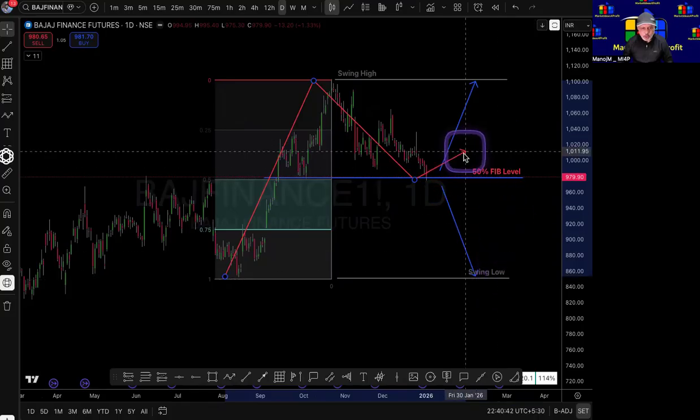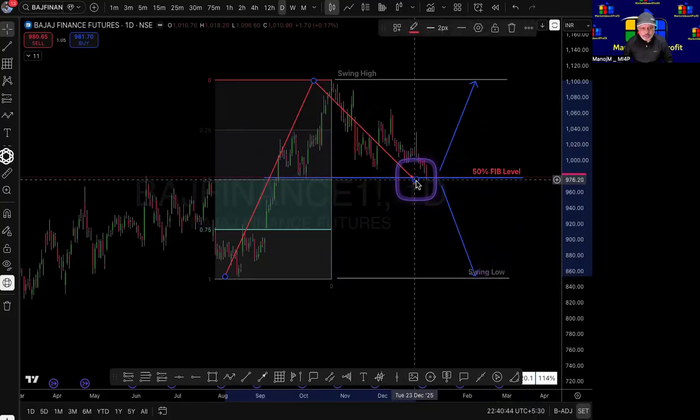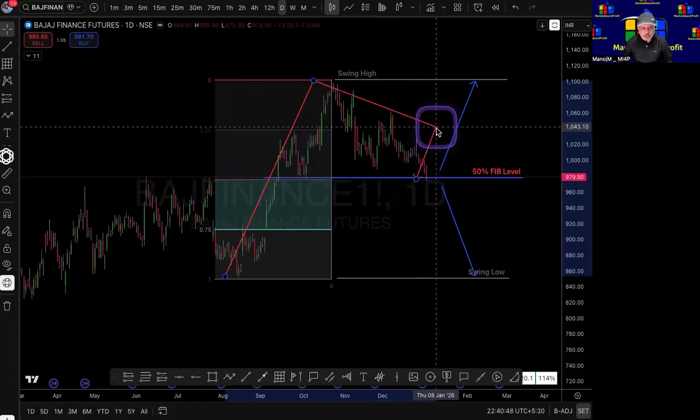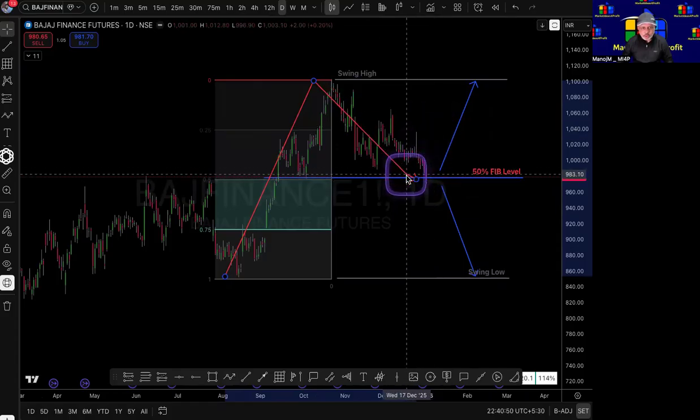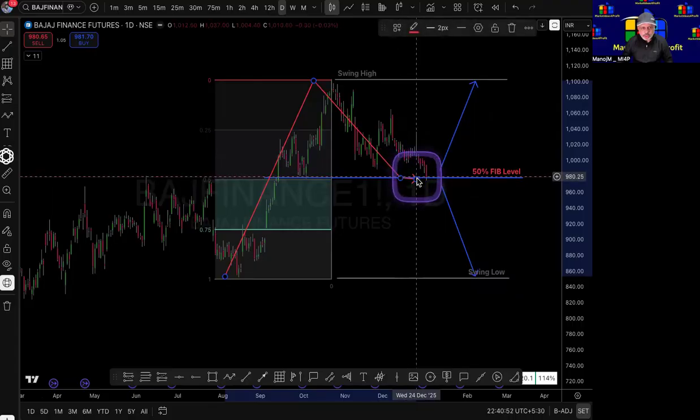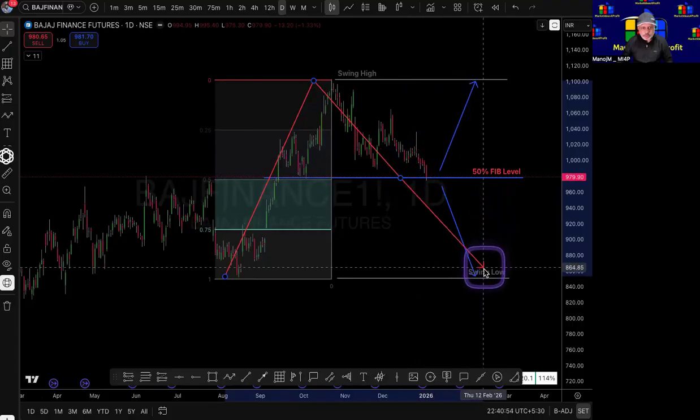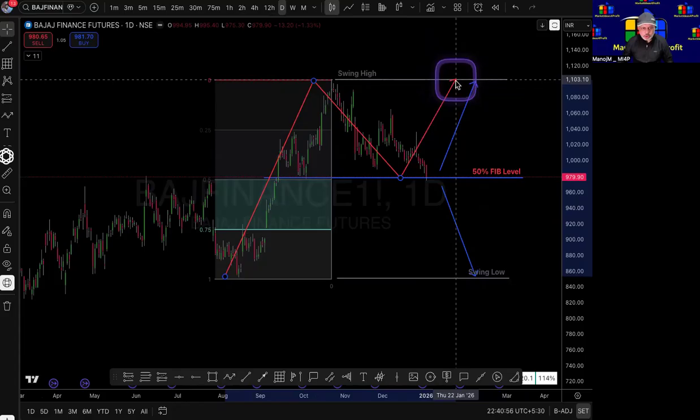So the inflection point is this key level of 50%, which is where the price makes a decision whether it wants to go up or it wants to go down. This is the point of inflection where the price will decide whether it wants to go up or whether it wants to go down. Now, this behavior is something that we need to track.